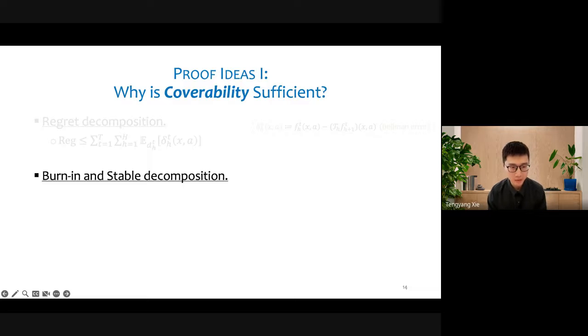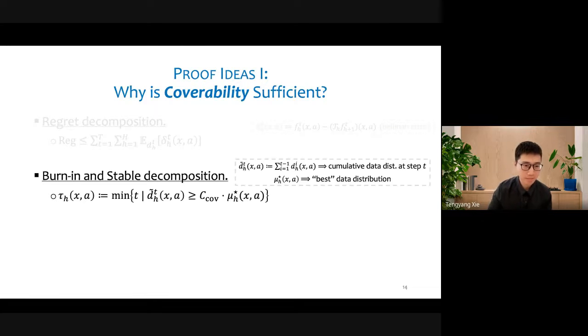And after that, we do a burn-in and stable decomposition. That is, we define this tau xa, which means at which time step in expectation we will get enough samples for some state x and action a. And in terms of the enough samples, we determine this mu h star to be the best data distribution. Therefore, by definition, all d pi cannot be larger than the C cover times mu star. And also the d t tilde here is roughly the cumulative data distribution at time step t.